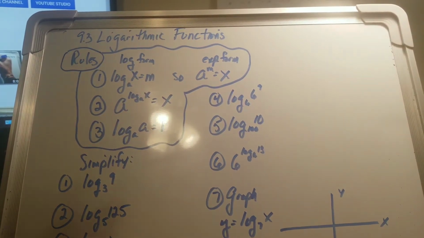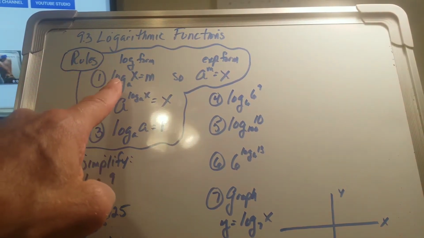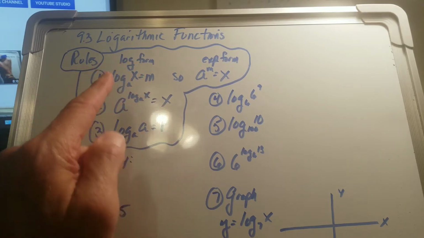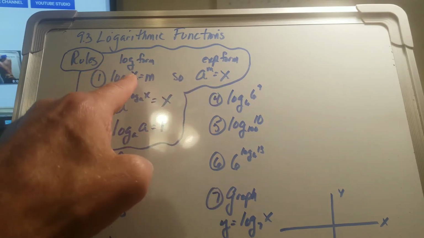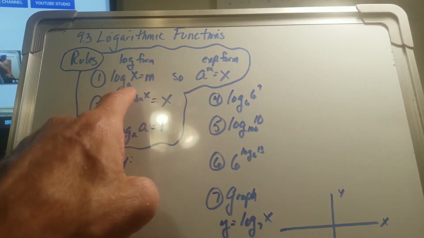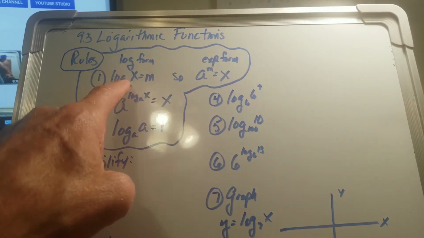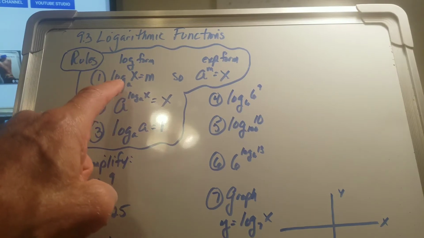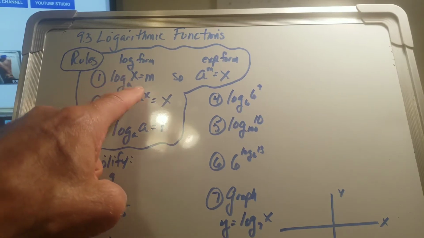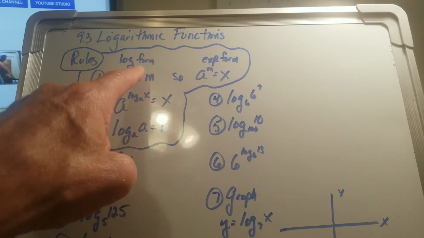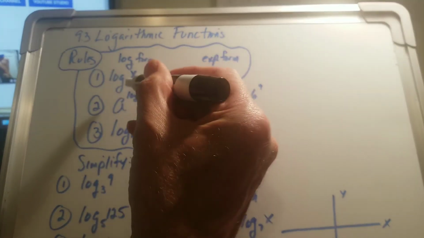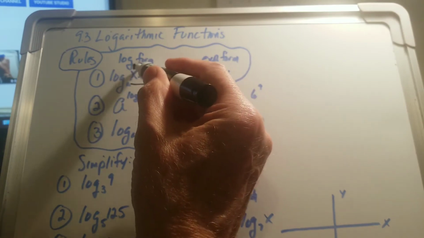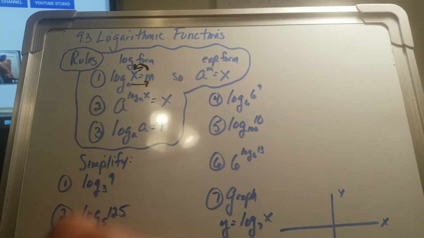First rule is right here. It says the log of base a of x equals m. Now, if that is true, that's log form. You can go to exponent form. You go from little tiny a, go counterclockwise, and if you go a to the m power, that should equal x. So that's how you do it: a to the m equals x.